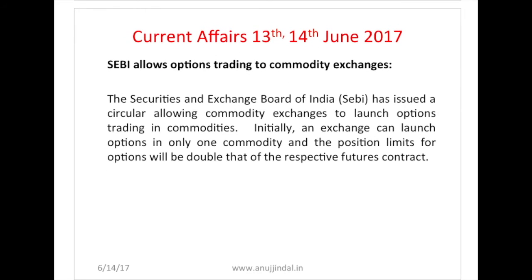The next is, SEBI allows options trading to commodity exchanges. There can be a very direct question asked from this. SEBI has allowed options trading to commodity exchanges, and what are the regulations regarding that? SEBI has issued a circular allowing commodity exchanges like MCX SX, one of the biggest commodity exchanges in India, to launch options trading in commodities. Now they're allowed to launch options trading in commodities.